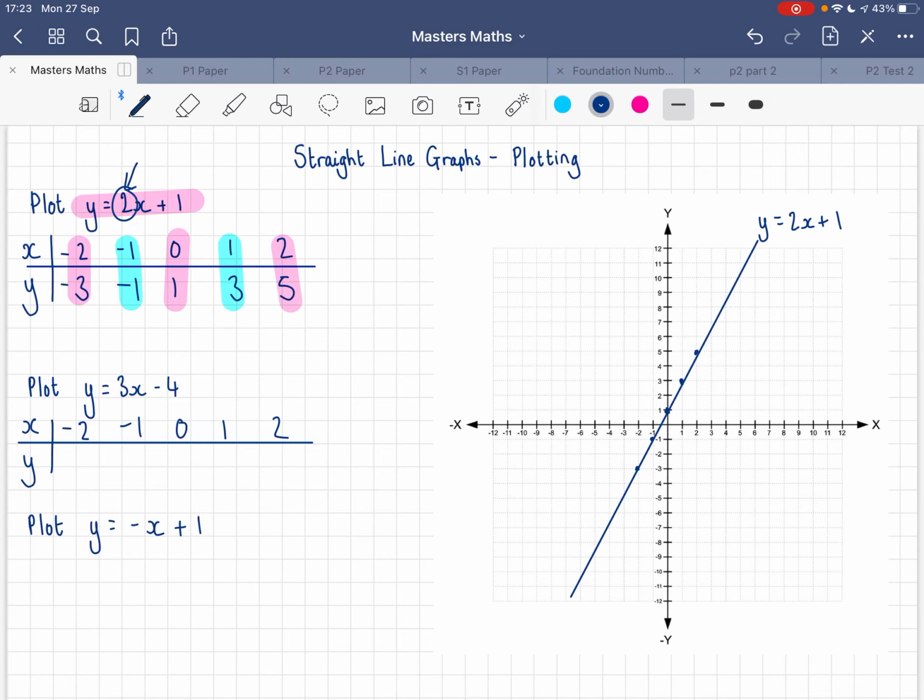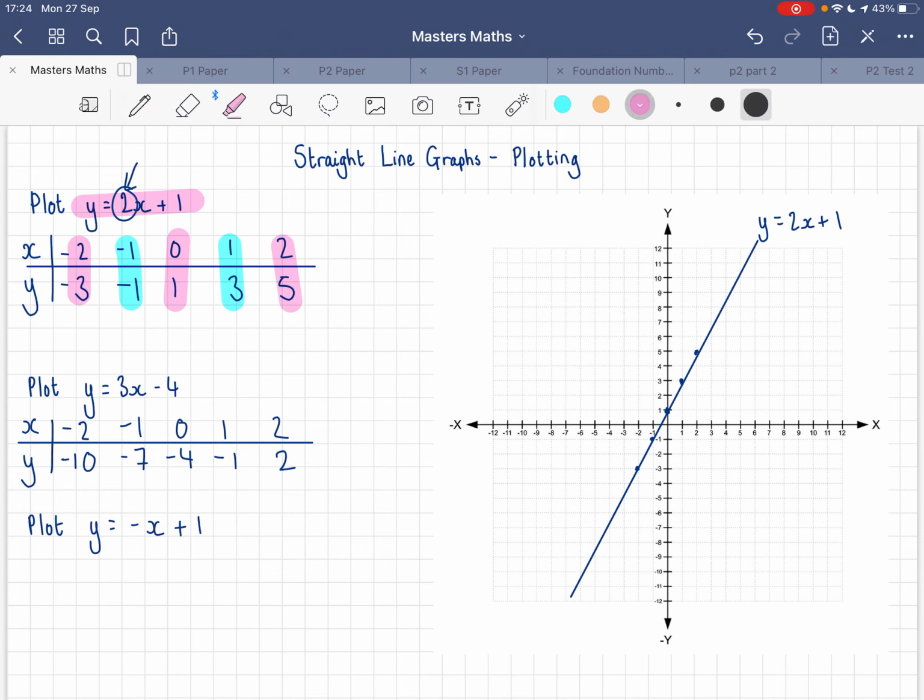This time we've got 3x minus 4. So we're timesing the x value by 3 and then subtracting 4 from it. So -2 times by 3 is -6. Take 4 away from that makes -10. -1 times 3 is -3. Take away 4 is -7. 0 times 3 is 0. Take 4 away from 0 is -4. 1 times 3 is 3. Take away 4 is -1. And then 2 times 3 is 6. Take away 4 is 2.